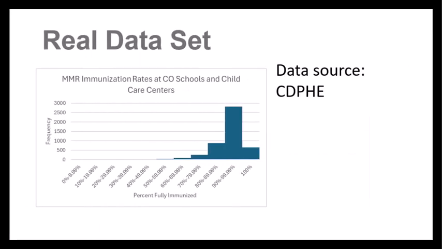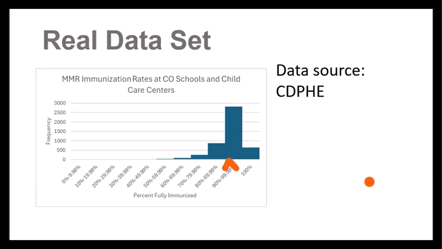I do want to look at a real data set here, and in this case I'm looking at immunization rates from Colorado schools and child care centers. This data is from the Colorado Department of Public Health and Environment, and I'll put a link in the description. This is a histogram I made of the data in a previous video, and we can visually estimate the center of this data set at roughly around 90%. This is, again, thinking about maybe the balance point or the middle number if I was able to list all these out, the mean or median.